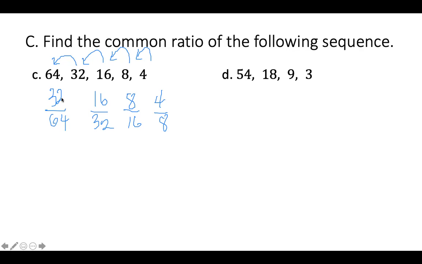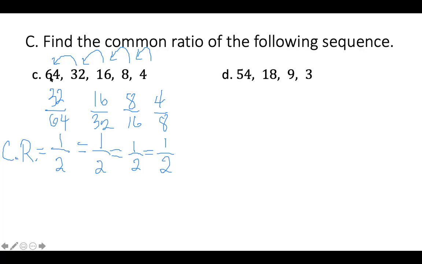So here, 32 divided by 64, that's 1 over 2. 16 over 32, that's 1 over 2. Why 1 over 2? Because we can divide this by 16. 16 divided by 16 is 1, and 32 divided by 16 is 2. 8 over 16 is 1 over 2, or 1/2, and 4 over 8 is equal to 1/2 as well. And look at this, they're all equal. That's why 1/2 is our common ratio, or our CR, common ratio.